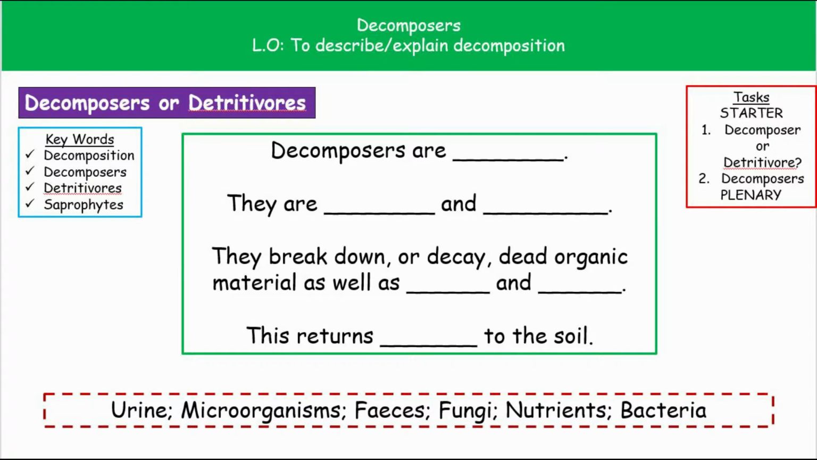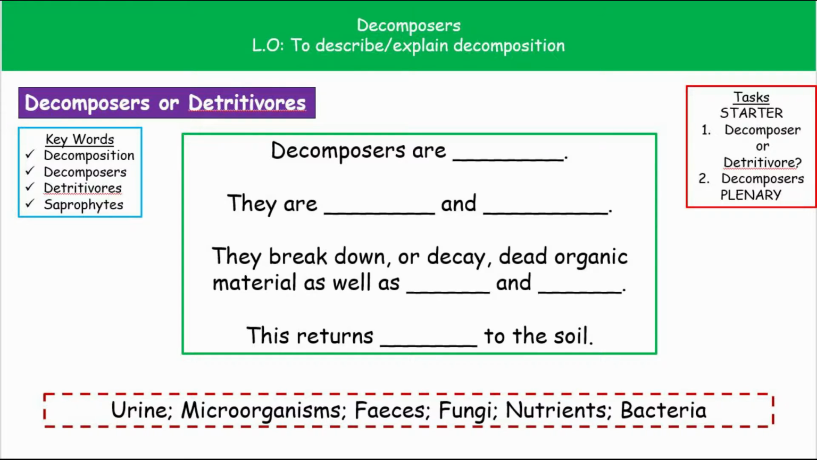The main thing we need to understand today is the difference between two different types of organism. The first one are decomposers, and the second, the detritivores. So we're going to kick off with the decomposers first of all.